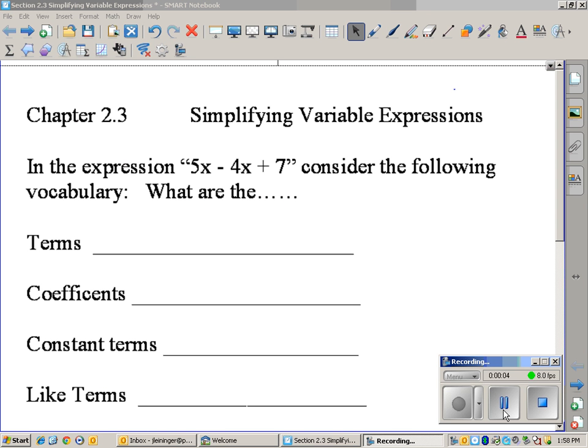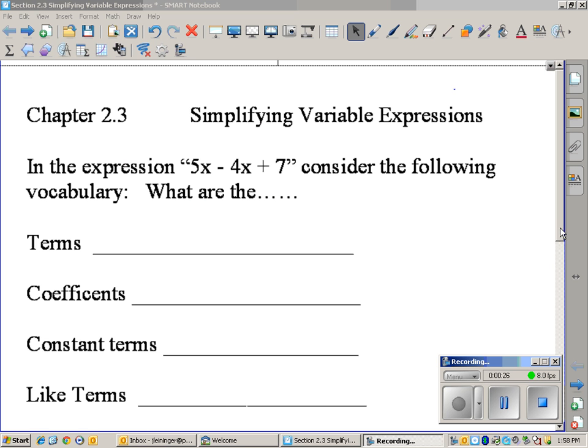Hello, pre-algebra students. Today we're working on section 2.3. We're going to take what we've learned about distribution, distribute, and then collect our like terms. We're going to make our variable expression simpler than it looks after we've done the distribution. We've got a little bit of vocab to go through first.